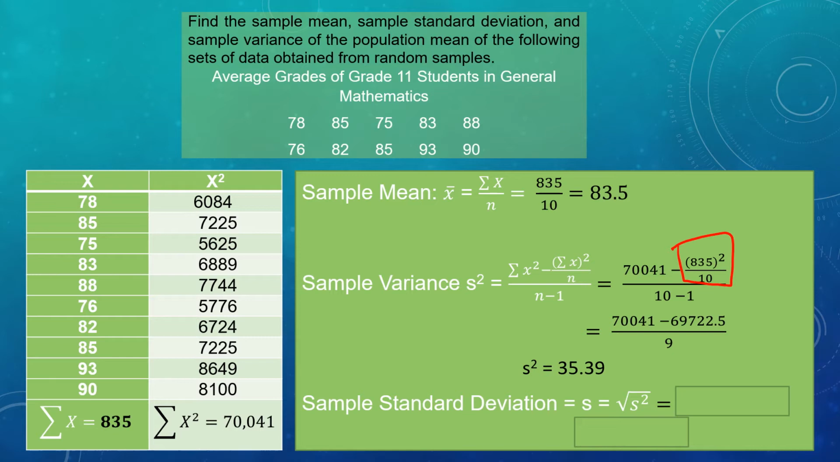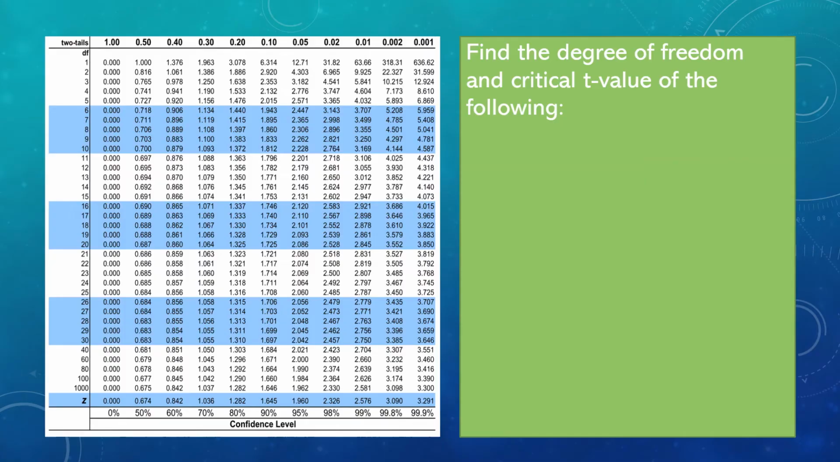Now, in order for us to find the sample standard deviation, we will just simply get the square root of the variance. So our variance is 35.39. Square rooting that, it will result to 5.95. So therefore, our point estimates for sample mean, sample variance, and sample standard deviation are 83.5, 35.39, and 5.95 consecutively. So now let's proceed with the confidence interval estimation.